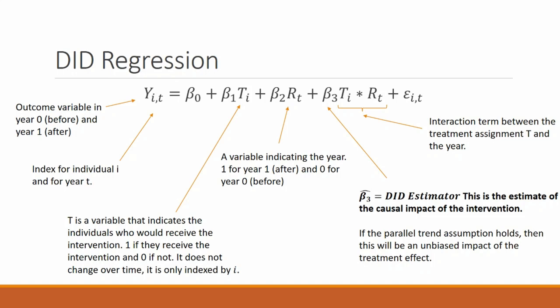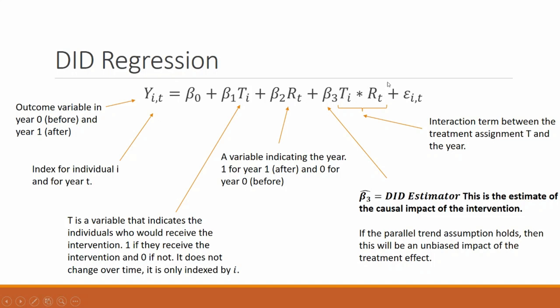T equals one if a person has been assigned to the treatment group, regardless of whether or not they have actually received the intervention, and regardless of when they received the intervention. All right, so it does not change over time. It only varies between people, so it only has subscript i. Okay, R. I'm using R as a variable to indicate the year. So R will equal one for year one, so that's after the intervention, and R will equal zero for year zero, that is before the intervention. Okay.